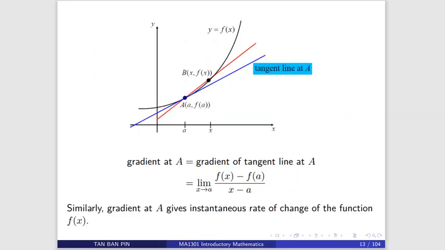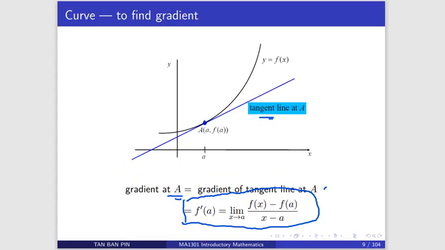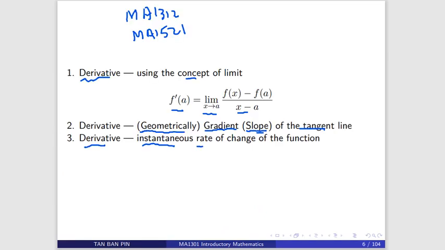Okay. Next, I want to show you why the gradient at A gives you the instantaneous rate of change of the function. Remember, at the beginning of the video, I mentioned that I'm going to show you three things. First, you define the derivative using the concept of limit. Then the derivative is the gradient of the tangent line. With that, we have 1 and 2 already. So next, I want to show you why the derivative is the same as the instantaneous rate of change of the function.